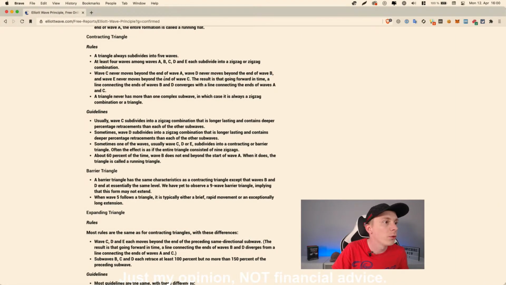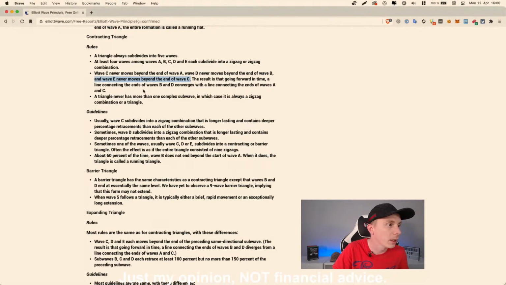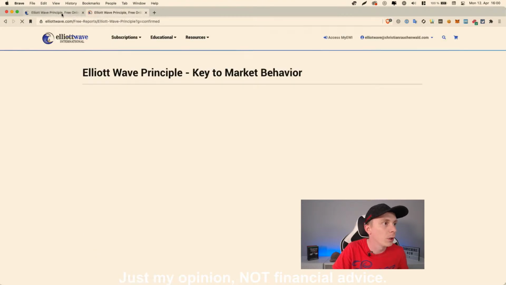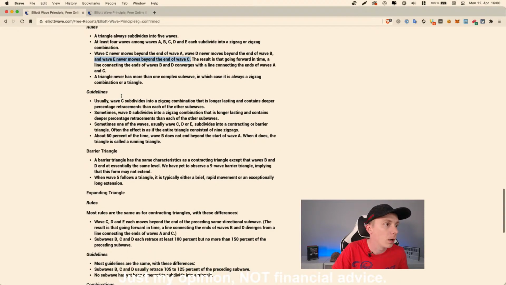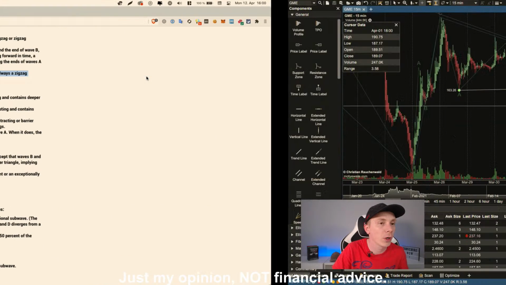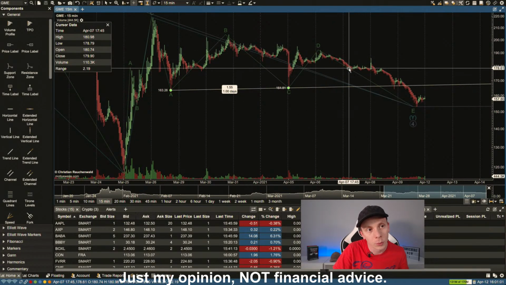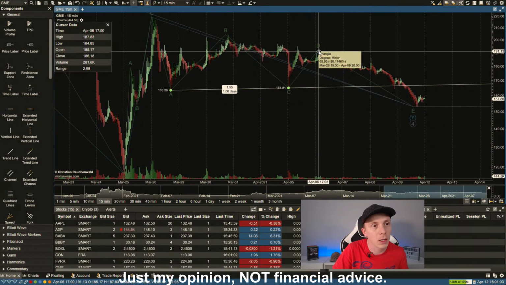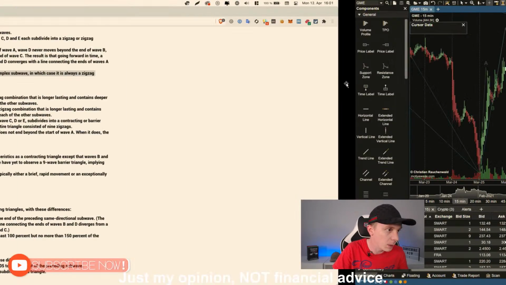And wave E never moves beyond the end of wave C, that's the point here. So that rule is technically broken. Although, and I'm just going to duplicate that tab so we keep the rules open, we're going to get to that. Never more than one complex subwave, in which case it's a zigzag, combination or a triangle, which technically could be this wave here since it's longer, and could be some kind of, I haven't checked that, but technically A, B, C, something. So keep that in mind.